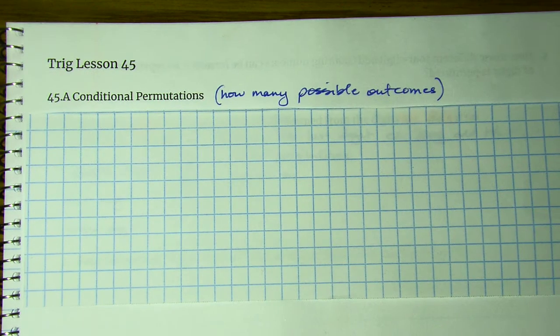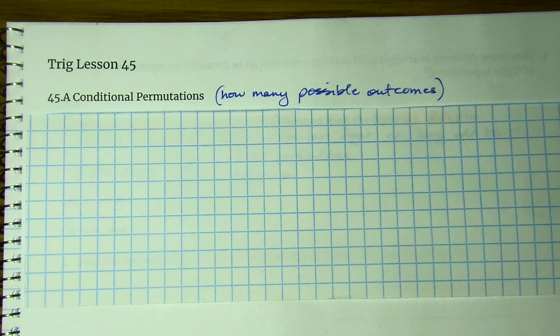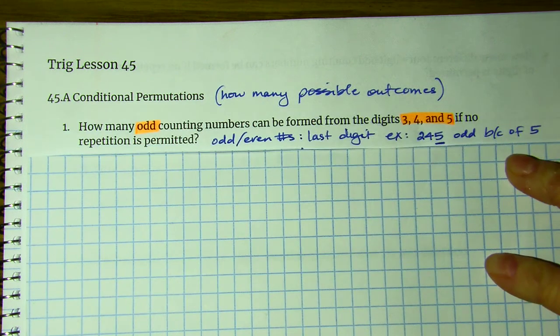So 45.A is on conditional permutations. And permutations are looking at how many possible outcomes are possible. I've attached a blank one of these printouts so you could do this lesson along with me. So here is the first one.